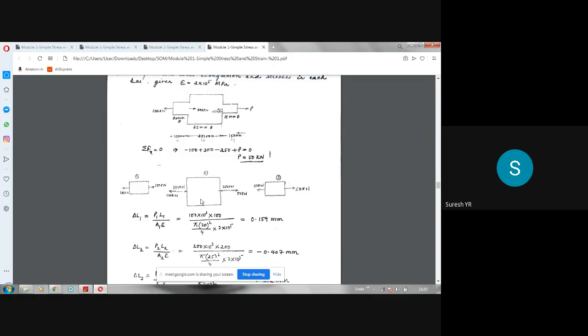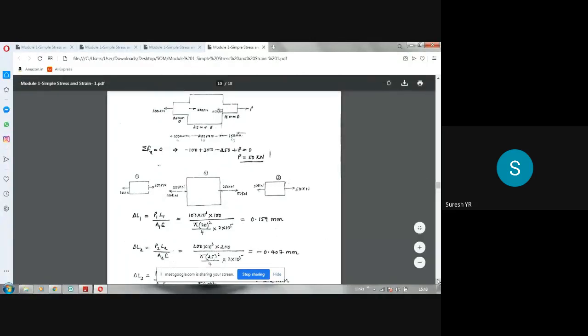But when you come to second one, it is compression, compression of 200 kilonewton. So the effect of this 300 minus 100 we have to take because they are acting in opposite direction. And net final effect is compression. So 200 compression means delta L2 will be negative, compressive. Okay, so contraction takes place.